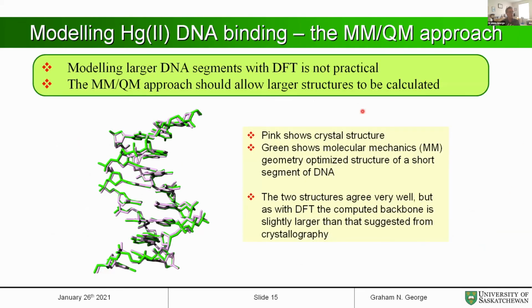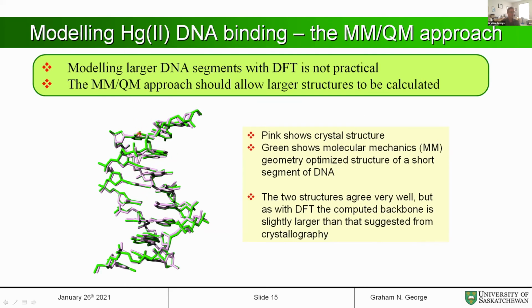So we also thought we should try a longer piece of DNA, and we decided that really the DFT of a long piece of DNA probably would be impractical. So we explored MMQM approaches. That's a combination of molecular mechanics and quantum mechanics. And we first did a pure molecular mechanics geometry optimization of this exact piece of DNA from the crystal structure that we'd chosen to start with, which was the highest resolution one that we could find, which had this AT region in the middle.